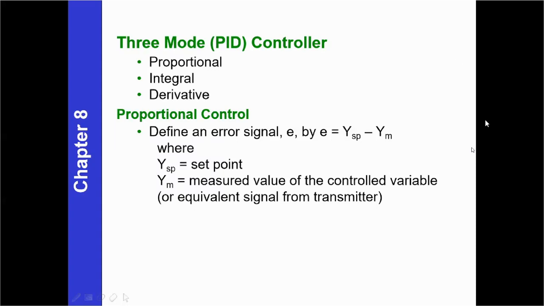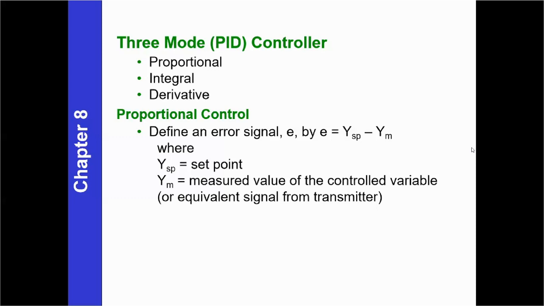Now we look into what it means with a three-mode PID controller. PID stands for proportional for P, integral for I, and derivative for D. Proportional in this case is actually talking about something like y equal to mx. A straight line y equals mx is proportional. You increase it based on the gradient of the graph.